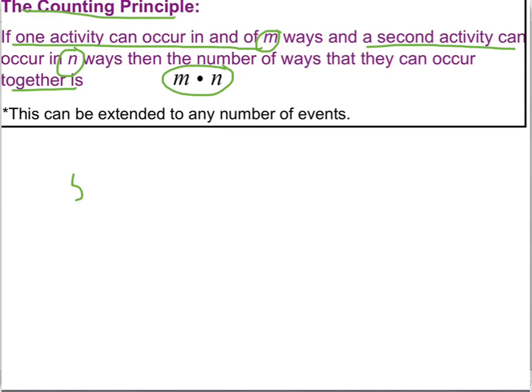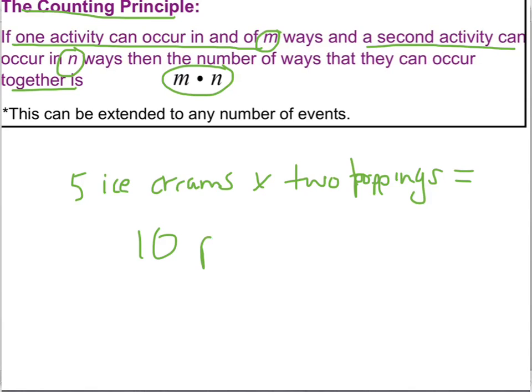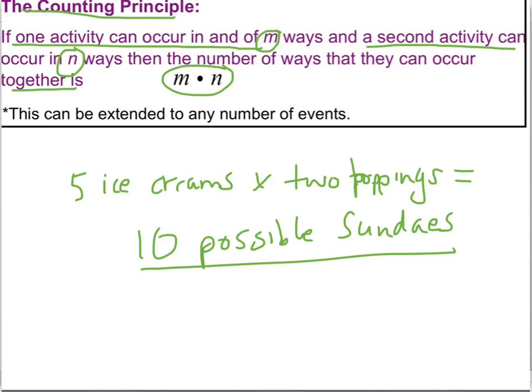Okay, so you had 5 ice cream choices in the example before, and you had 2 toppings to get 10 possible sundaes. So this is just an example of how we could use the counting principle to have found 10 possible sundaes. Let's say you added 2 choices of sprinkles.